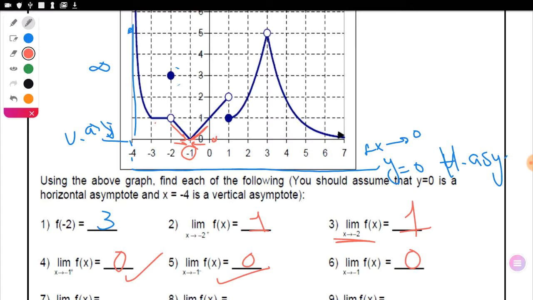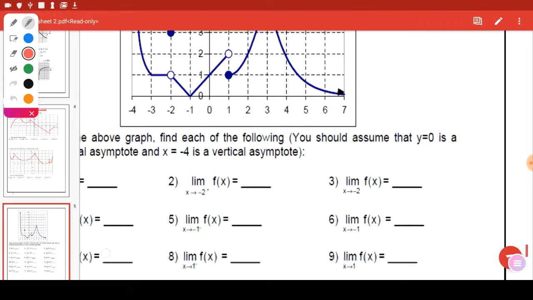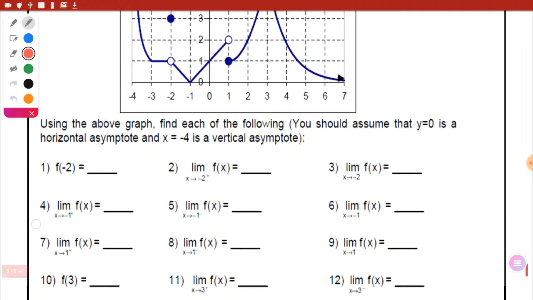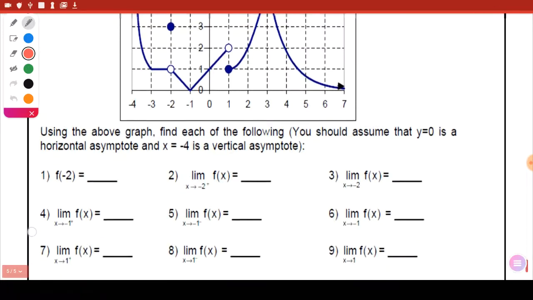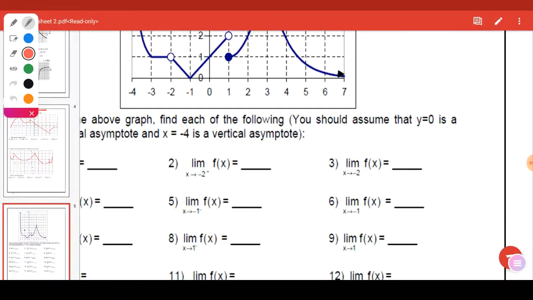Okay? Here for question number 7, 8, 9. I find the limit of f of x when x approaches 1 from right.